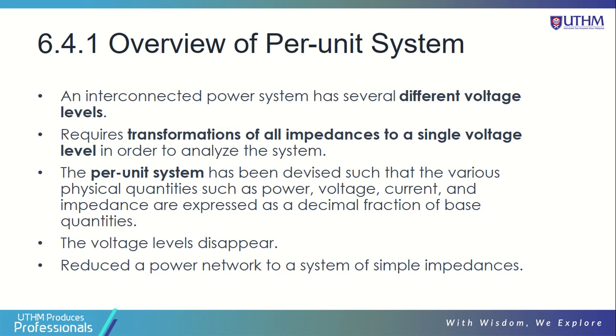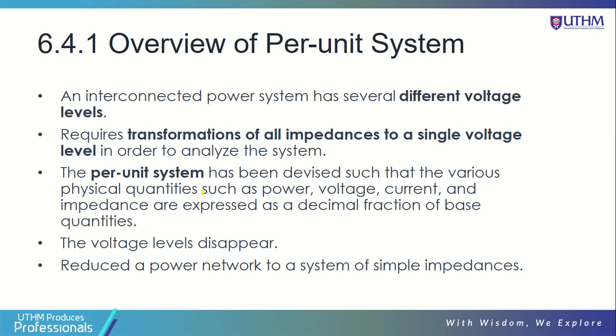So next, we will discuss the per unit system. What is the per unit system? This is the important part of this chapter. An interconnected power system has several different voltage levels, because we have a generator, a transmission line, a distribution line, for example. So of course we have a different voltage level for each side. This requires transformation of all impedances to a single voltage level in order to analyze the system.